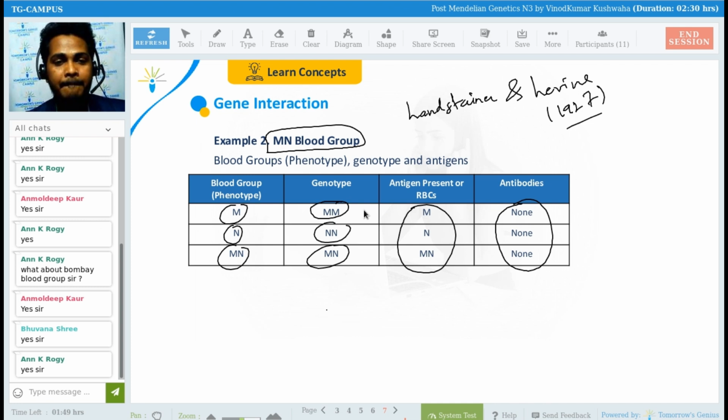So it is not a type of multiple allelism, but only codominance. Yes, it is only for codominant. It is not a multiple. See, multiple alleles we are going to study separately now.